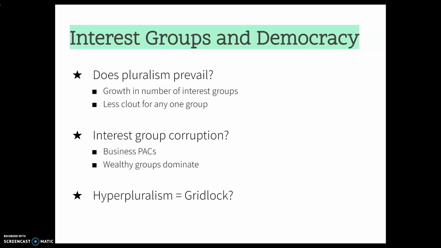But what about interest group corruption? What about elite theory? There are some big interest groups with lots of money who do dominate the system. That kind of goes into that elite theory that we talked about. Wealthy groups do tend to dominate the conversation. And does that corrupt the democratic process? And finally, gridlock. Hyperpluralism. Are there too many interests that it makes it harder to actually accomplish anything? Gridlock, meaning that we can't really see the evidence of any major policy changes.